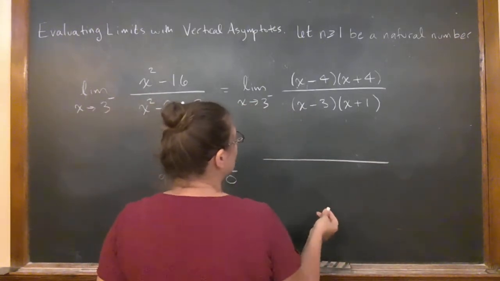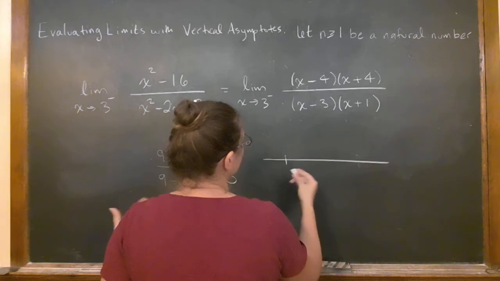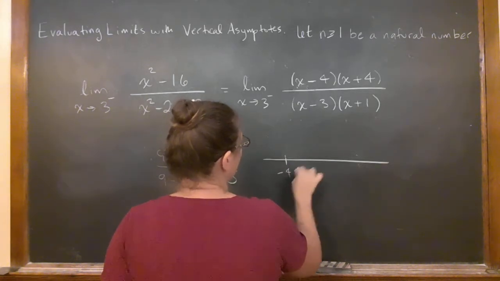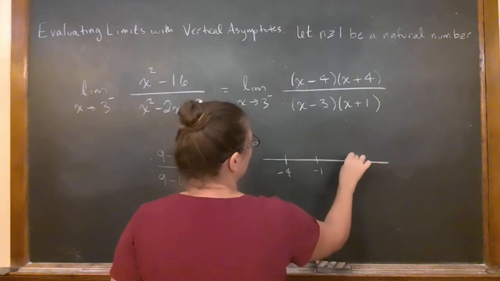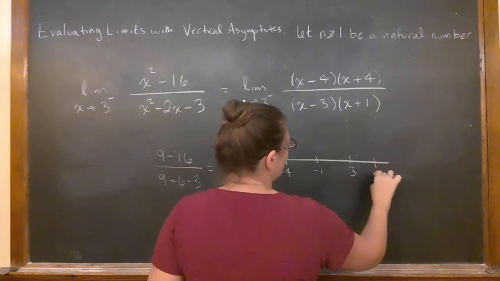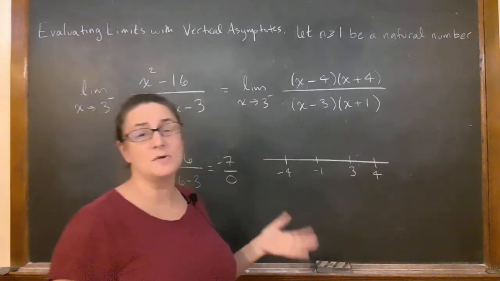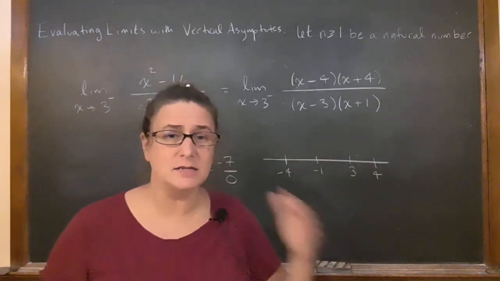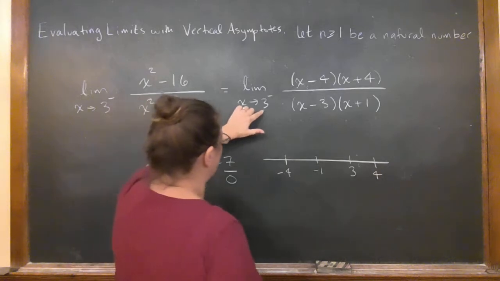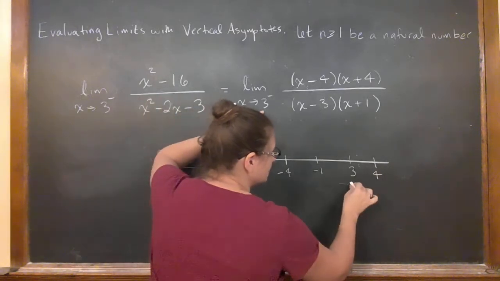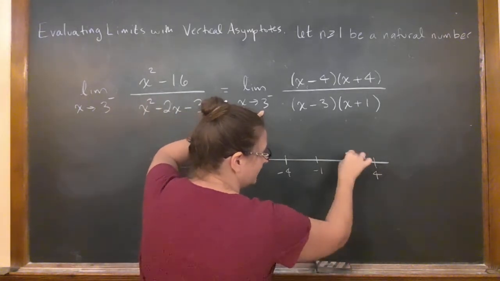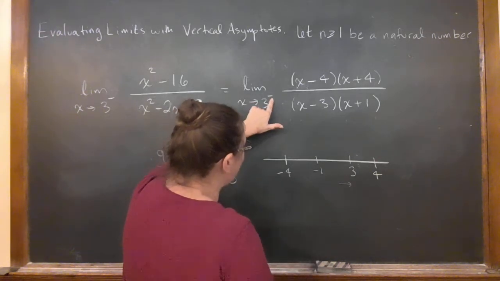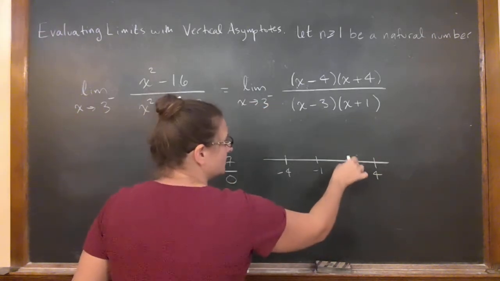On my sign chart, I've got zeros and asymptotes at negative 4, negative 1, 3, and 4. I don't actually need to finish the sign chart for everything, right? My question is about what's going on at 3. All I need to know is what's going on in this region because I'm heading towards 3 from the left. So all I need to know is the sign here.